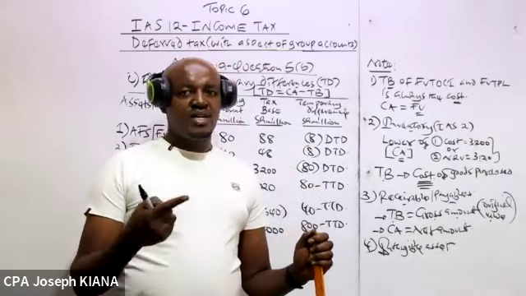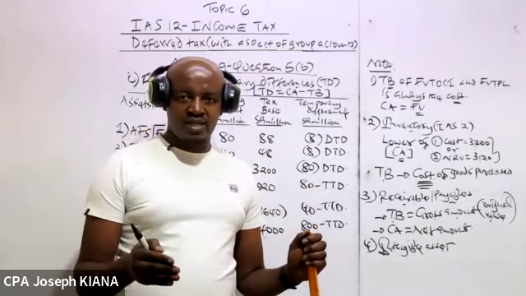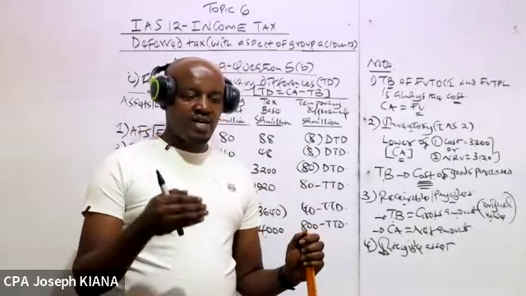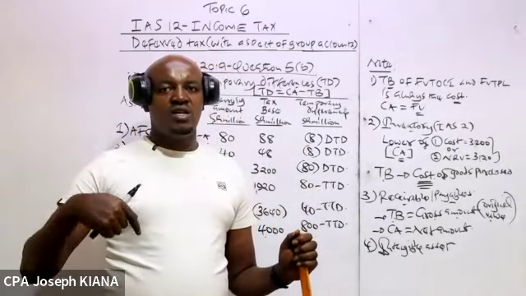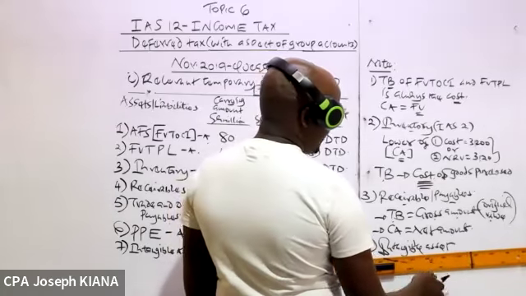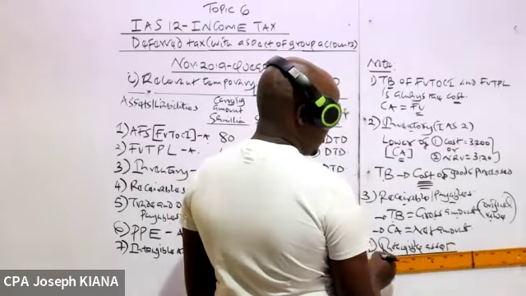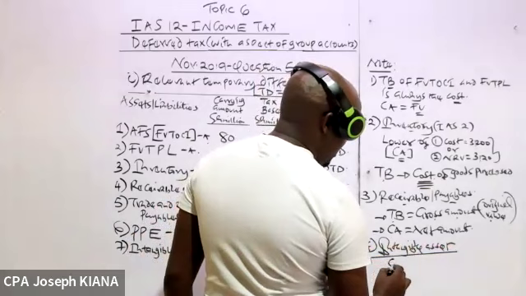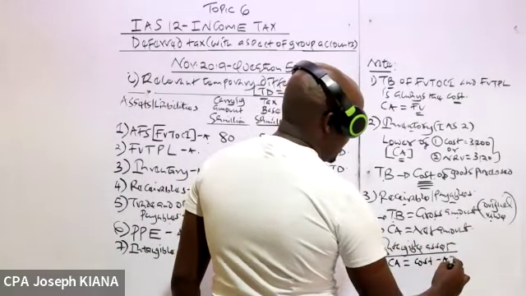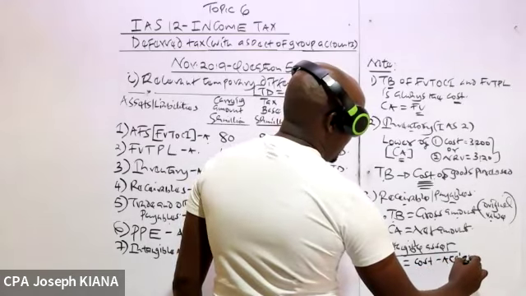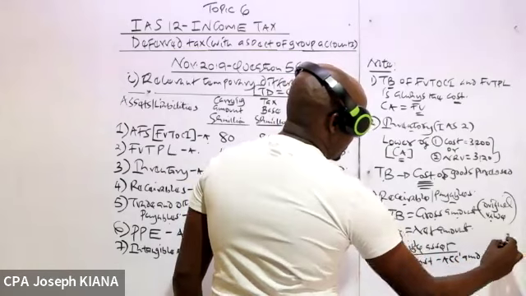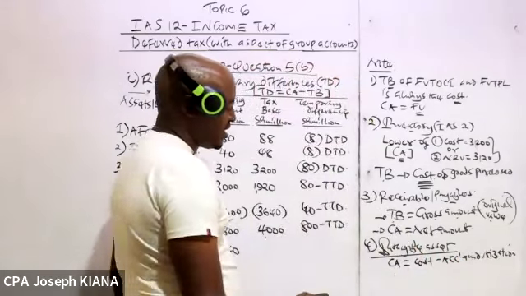Another expense which may be capitalized is development expenditure. The company is developing a new product, so the cost incurred is usually capitalized and then amortized. So how do we determine both the carrying amount and the tax base? The carrying amount is equal to the cost minus accumulated amortization. That is how we determine the carrying amount.